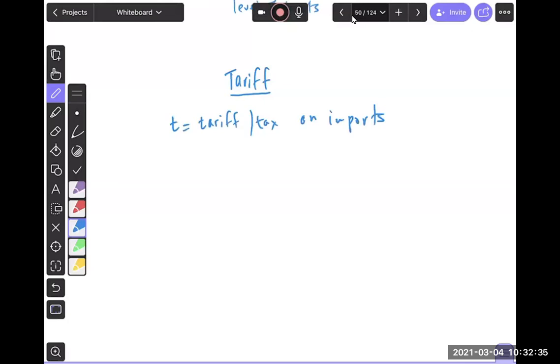So a tariff is a tax on imported goods, and it results in the price of the good going up. Does that make sense?